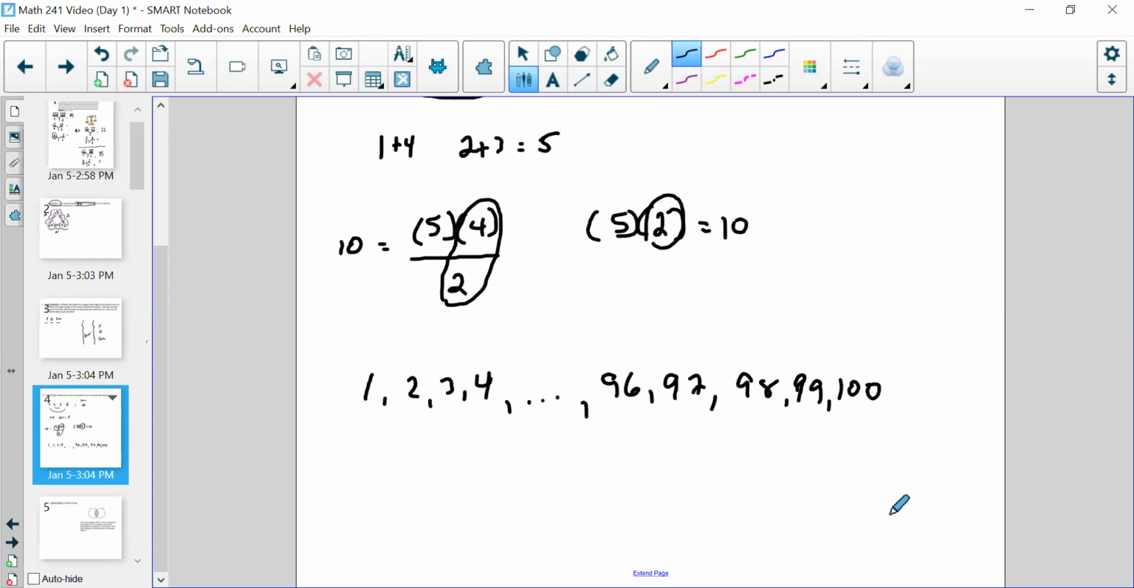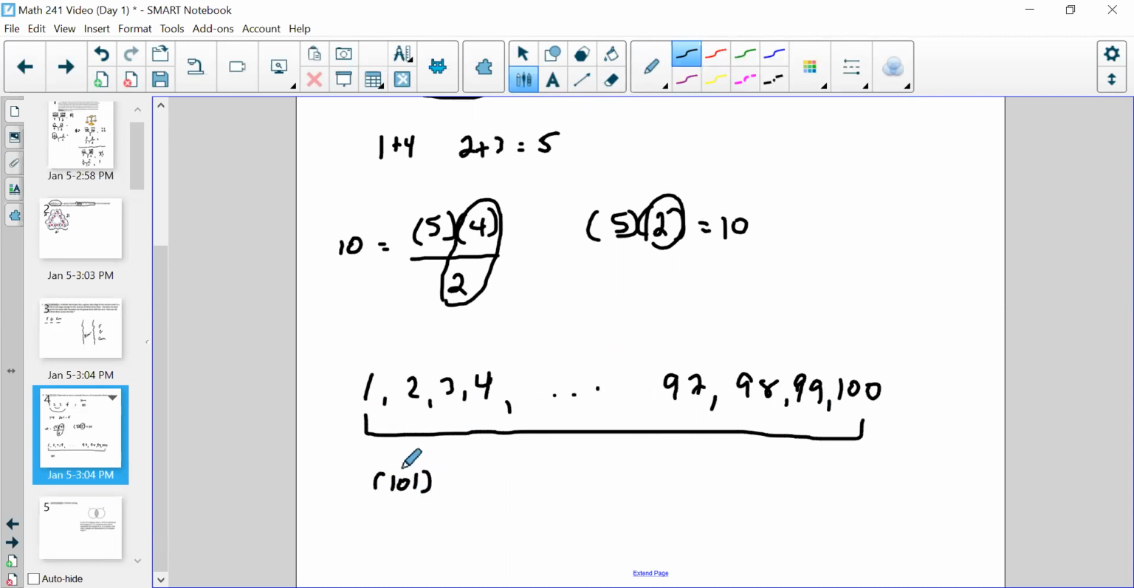So if I think about all the pairs, I could think if I take 100 and 1, that sum is 101. If I take 2 and 99, what's that sum? It's 101. What about 3 and 98? That's 101. 4 and 97, that's 101. So you'd always, you would narrow it down.